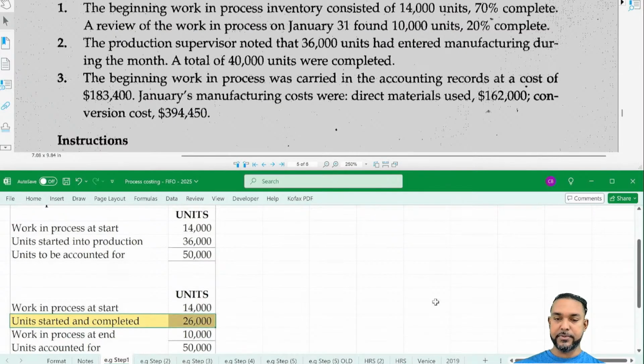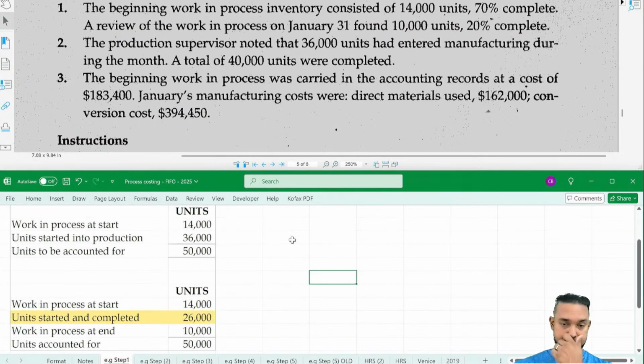So most times, that's how you're going to start. They'll give you the work in process at start and the units started into production, and they'll give you the work in process at end. Then you have to work out how many units were started and completed. Again, we assume the work in process at start was completed. And like I said, it was 40. If you take 14 and you add 26, you get 40.